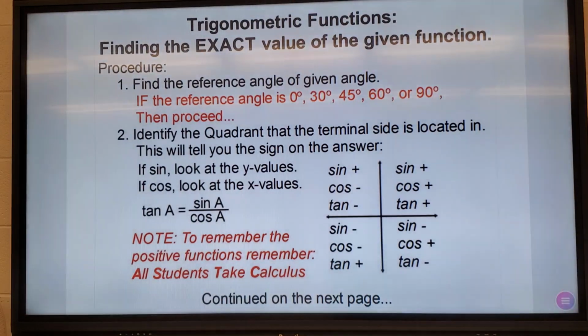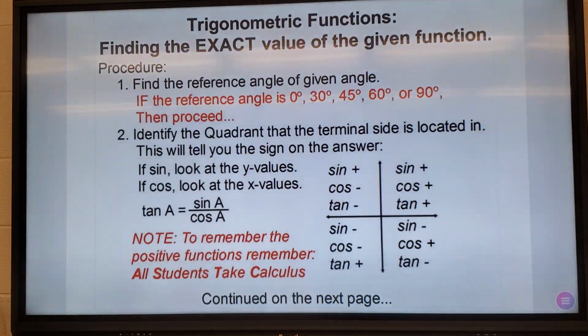The reference angle here, unlike what we've done before, has to specifically be one of the 5 that I'm indicating here. It has to be 0 degrees, 30 degrees, 45 degrees, 60 degrees, or 90 degrees. If it is something else, you've messed up. You should check it over.